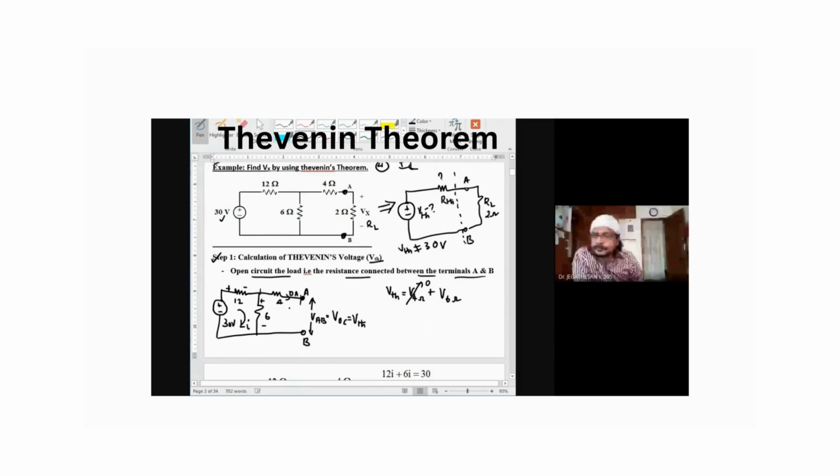Why is the current flowing through 4 ohm 0? Because it is an open circuit. Now we have to find out the voltage across 6 ohm alone.